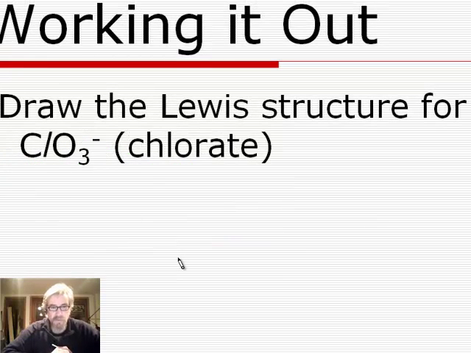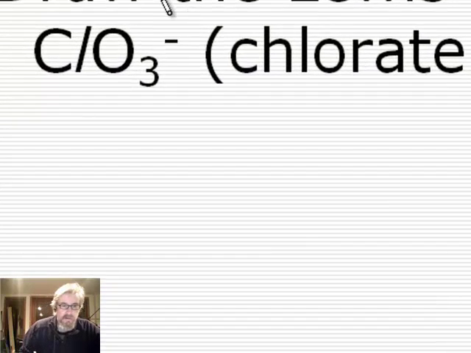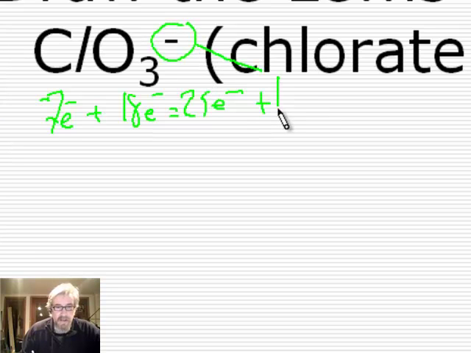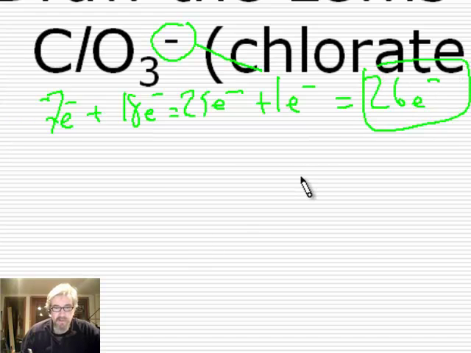Chlorate, ClO3 1-. Here's your answer. Chlorine is from column 7. That gives me 7 electrons. Oxygen is from column 6. There's 3 of them. All told, that's 18 electrons. 7 and 18 is 25 electrons. But this is a 1- charged ion, so I add one more electron, leaving me with a total count of 26 electrons. My structure needs to have that many.